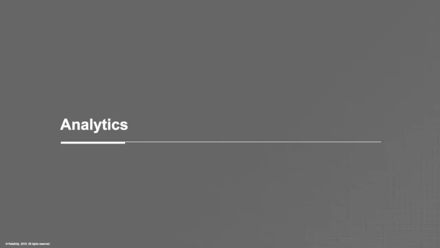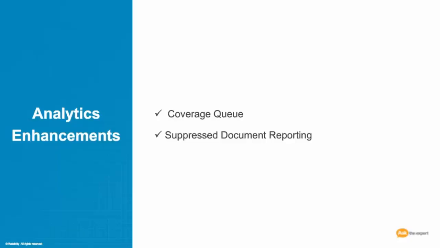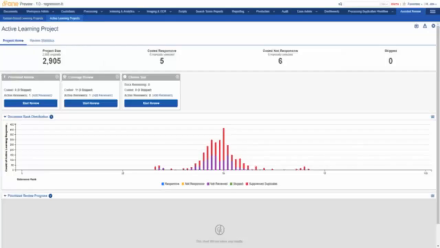Next, I'm going to cover some of the enhancements in app analytics for Bluestem. So the biggest enhancements we have are the coverage queue for active learning, as well as improved suppressed document reporting. First of all, we have coverage queue. This is a new queue type available in active learning. The purpose of this queue is to really target the very center documents in this document rank distribution.